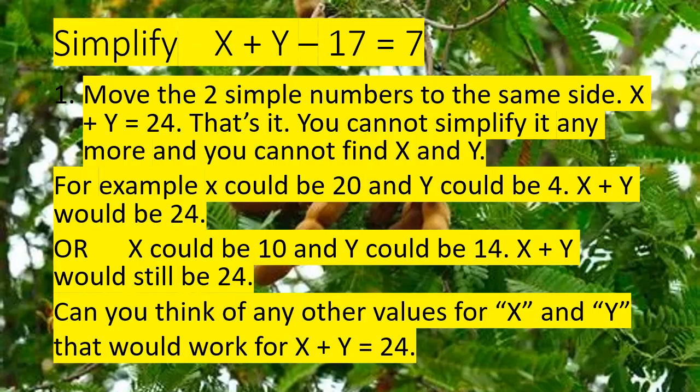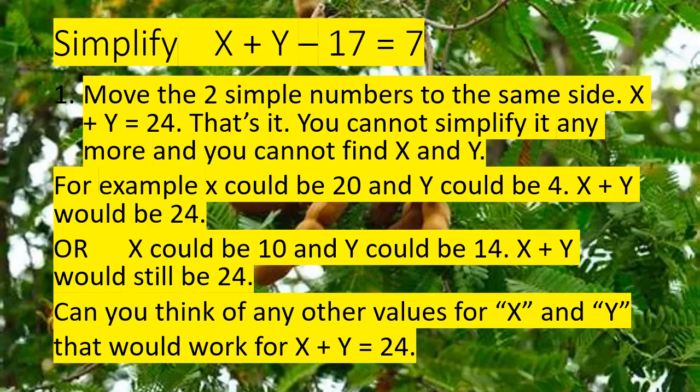Next one, x plus y minus 17 equals 7. So first step, move the two simple numbers to the same side. So we're left with x plus y equals 24. And that's it. You cannot simplify it anymore. And you cannot find out what x and y are.